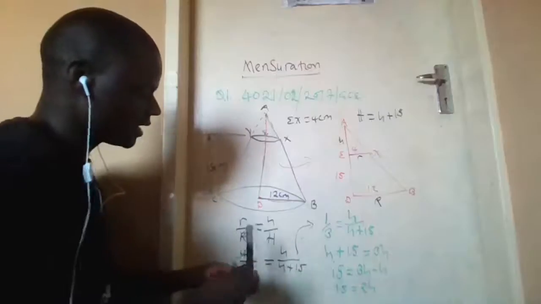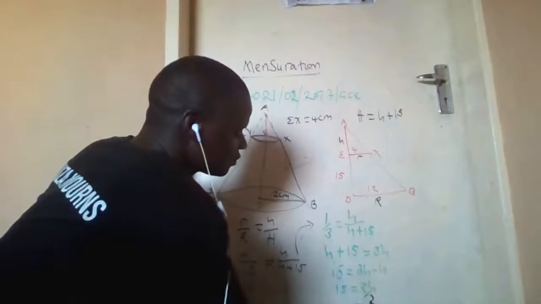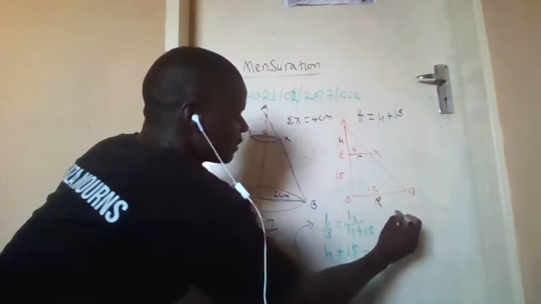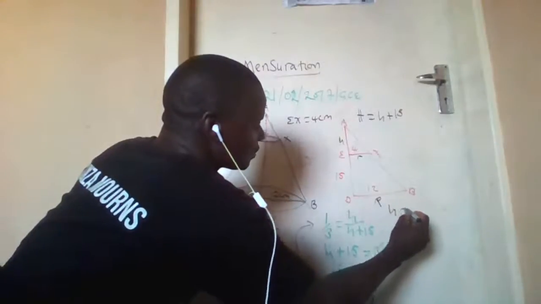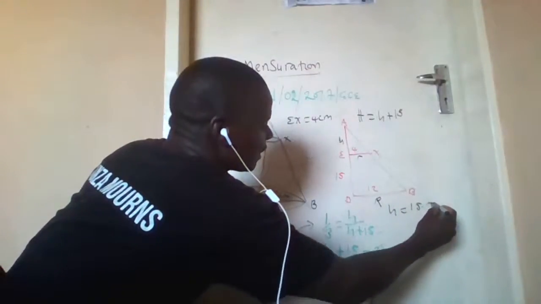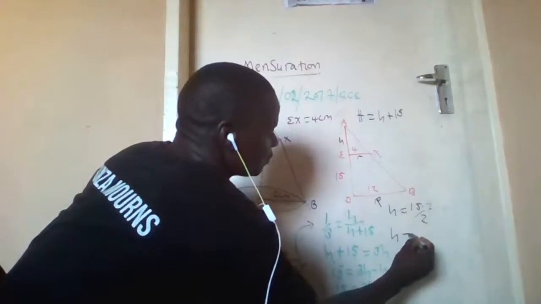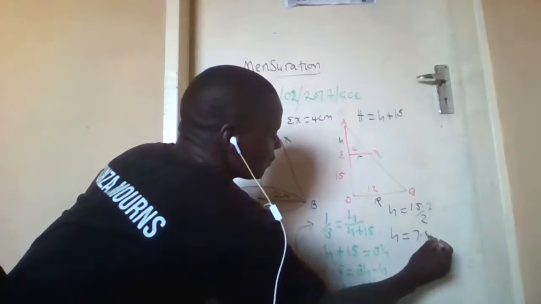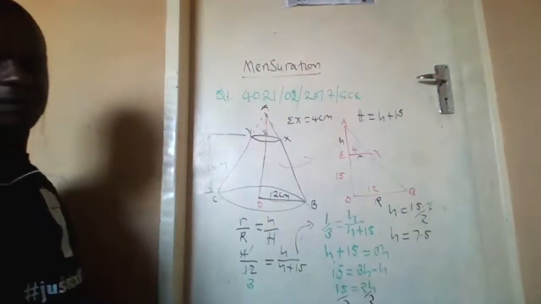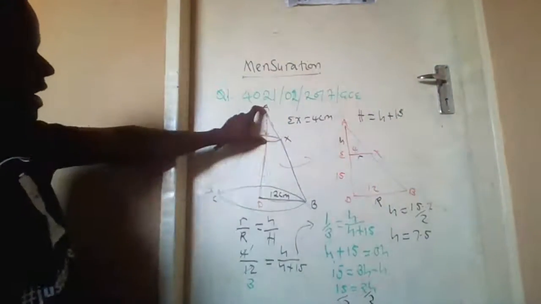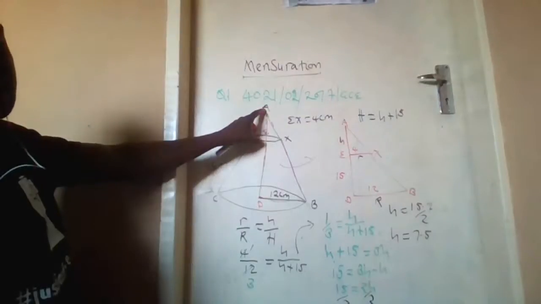Once that happens, we're going to have 15 is equal to 2h. But we are told to find the h, so here you divide by 2, you divide by 2, so that you're going to have h is equal to 15 divided by 2, so the small h will be 7.5. That is the small height, which they have told us to find.